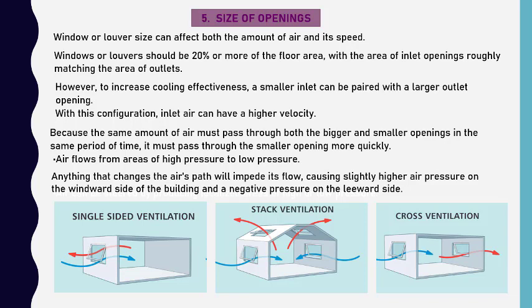Because the same amount of air must pass through both the bigger and smaller opening in the same period of time, it must pass through the smaller opening more quickly. Air flows from the areas of high pressure to low pressure. Anything that changes the air path will impede its flow, causing slightly higher air pressure on the windward side of the building and negative pressure on the leeward side.